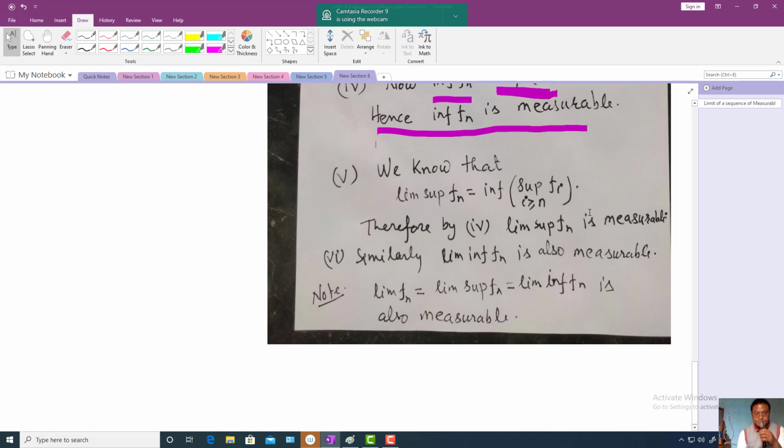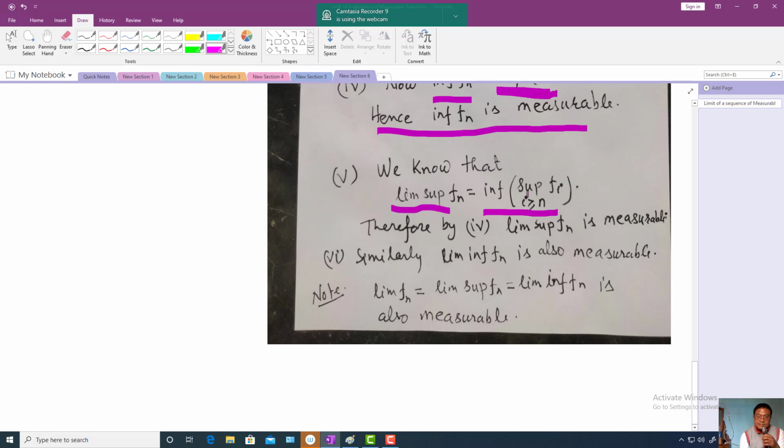So next, number 5. Let us see number 5. Yeah, from that second definition, limit supremum fn is equal to what? Infimum over n of supremum of fi, with i running from 1, i greater than or equal to n. Okay, for each n, this is a measurable function that we have done. Then you have a sequence of measurable functions. All right, then you take infimum, that also we have done, that is also measurable. Therefore by case 4, limit supremum fn is measurable.